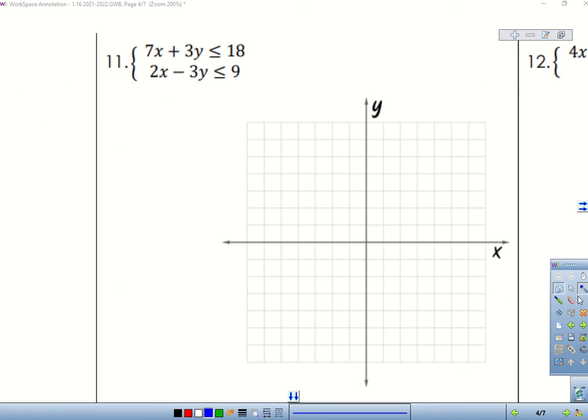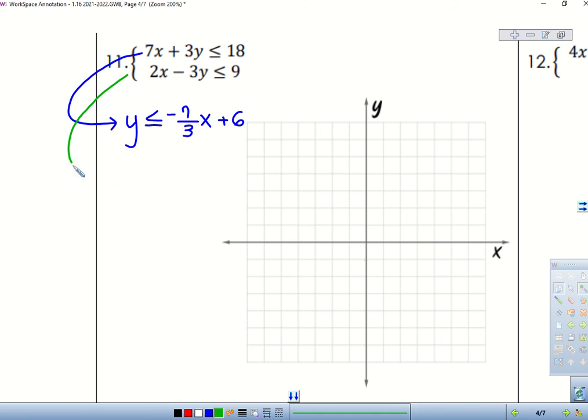Alright, so on this one, you're going to see that these are both not in slope-intercept form. So just to save the time here, I'm going to actually just tell you what those are in slope-intercept because we've been practicing it a lot, so I think everybody's pretty good with it. When I rewrite this in slope-intercept form, it becomes y is less than or equal to negative 7/3 x plus 6. And when I rewrite this one in slope-intercept form, it is y is greater than or equal to 2/3 x minus 3. So I just did the work for you there.